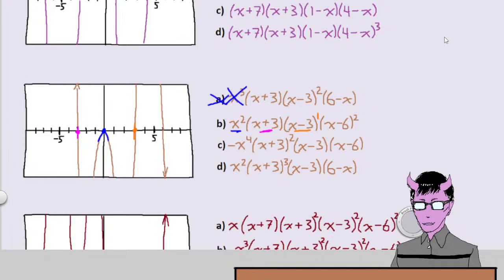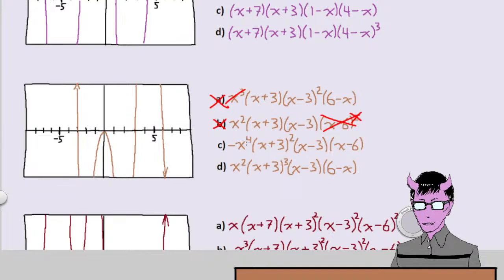And then lastly, we have even multiplicity on the 6. So because it's even, it's supposed to be doing the parabolic motif, but the graph that we're actually given is a pierce through, so this even multiplicity is wrong, which allows us to eliminate choice B. Alright, so A is inconsistent because of that factor, B is inconsistent with the left graph because of this factor, multiplicity.